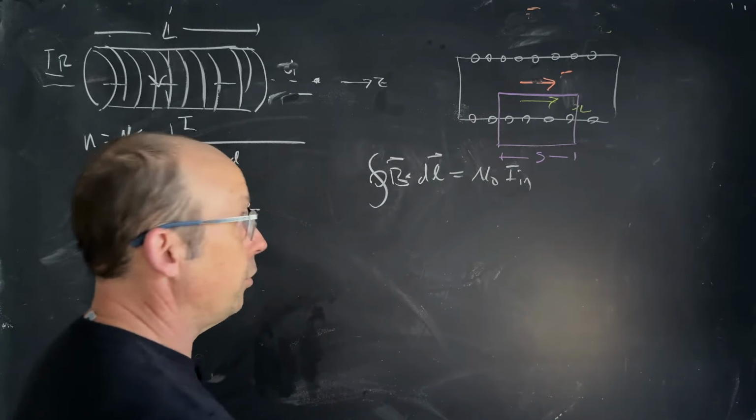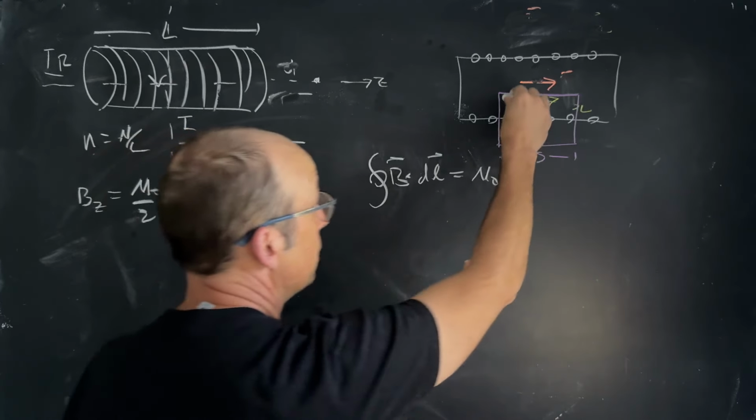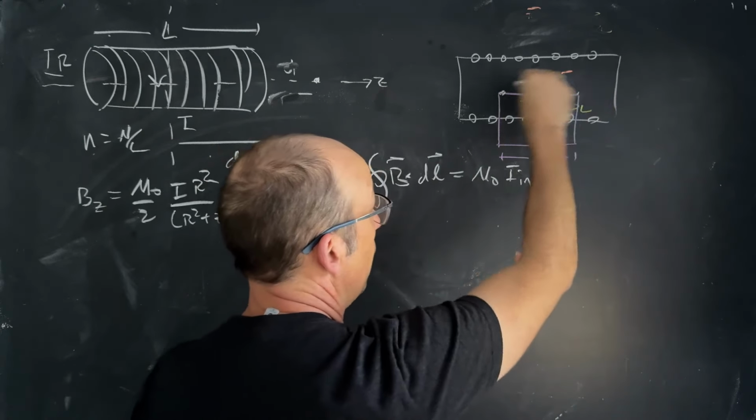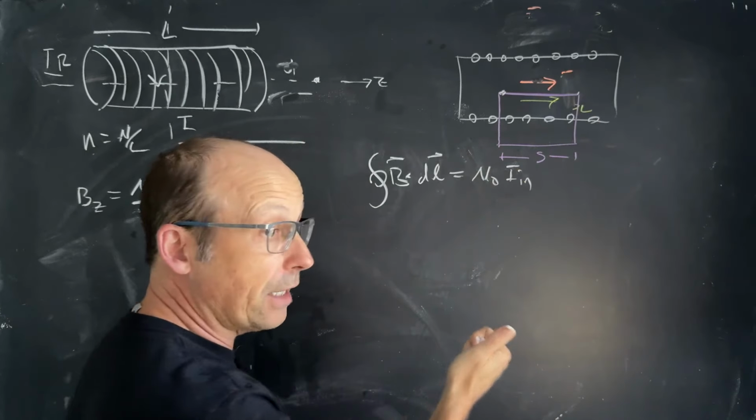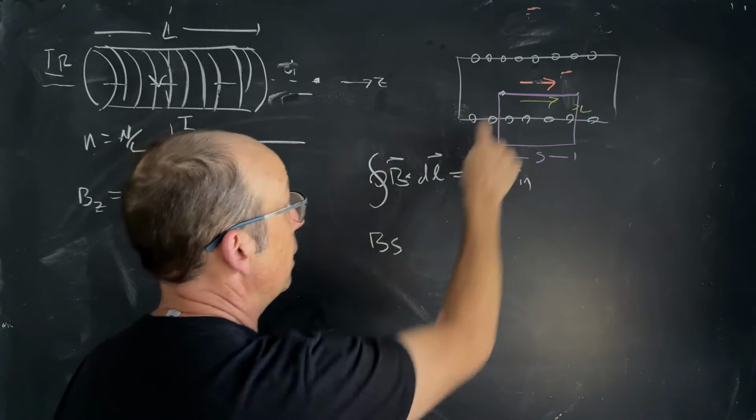So now all I have to do is integrate B dot dl around that path. Well, I can do that. I have 4 pieces. If I go right here to there, I'm going in the same direction. B is constant, and B is in the same direction as the path length. So I get BS, that's this length.